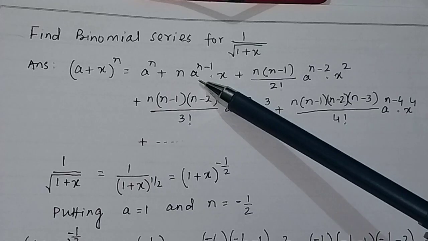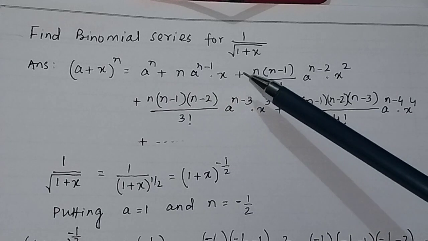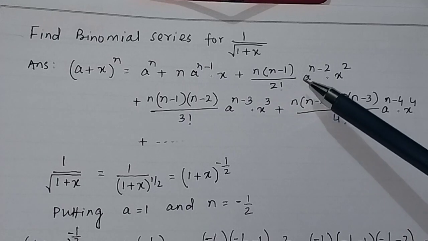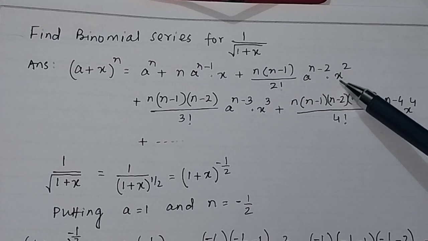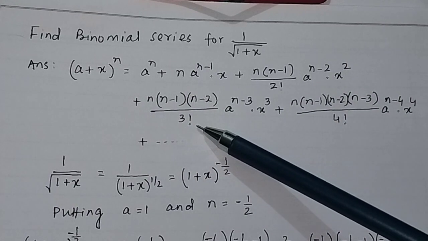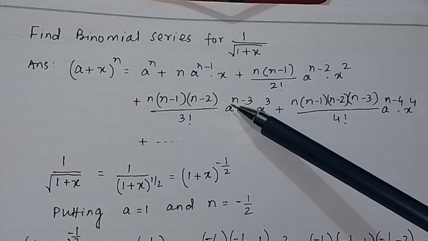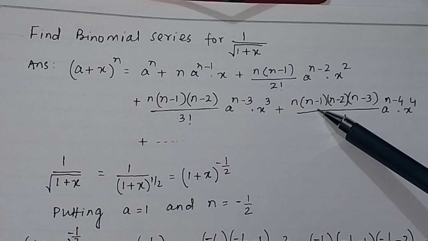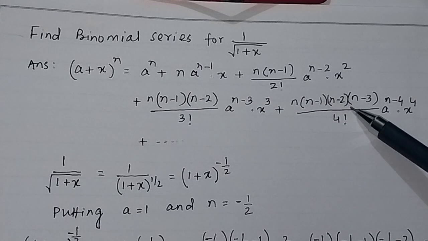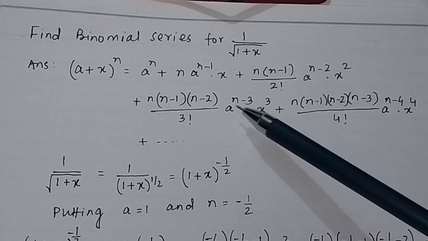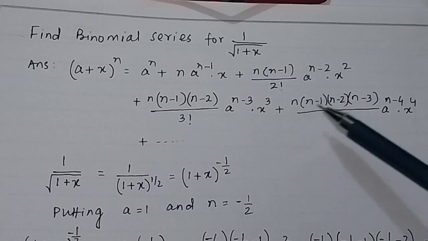n plus n into a to the power n minus 1 into x, then plus n into n minus 1 divided by factorial 2 into a to the power n minus 2 into x square, plus n into n minus 1 into n minus 2 divided by factorial 3 into a to the power n minus 3 into x cube, plus n into n minus 1 into n minus 2 into n minus 3 divided by factorial 4 into a to the power n minus 4 into x to the power 4. So we have expanded it up to the fifth term.